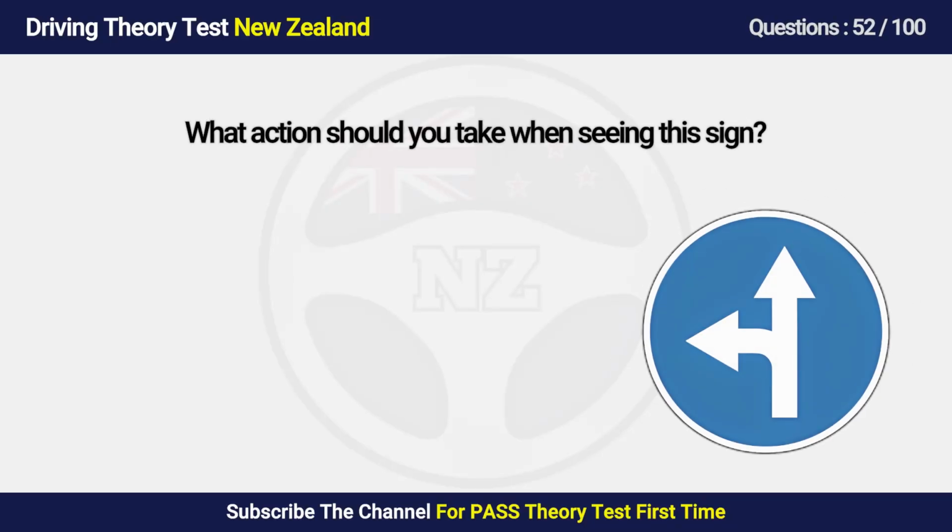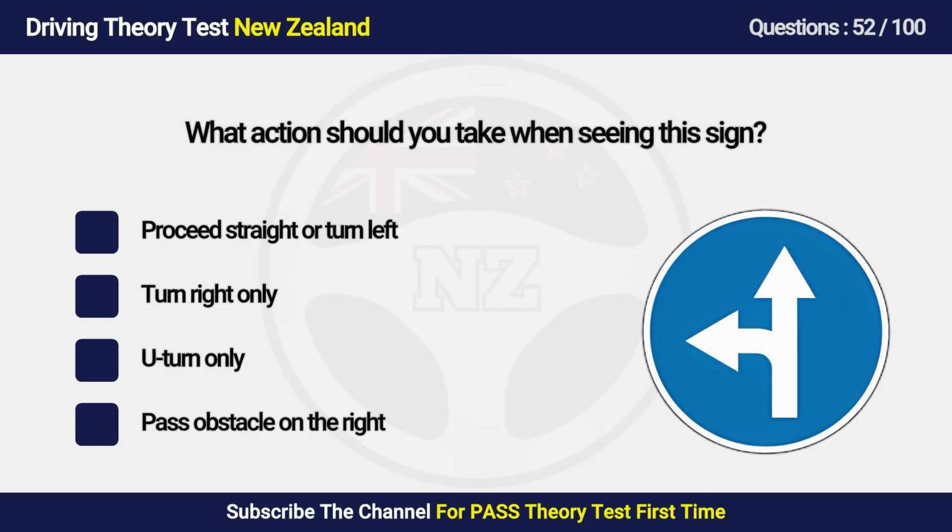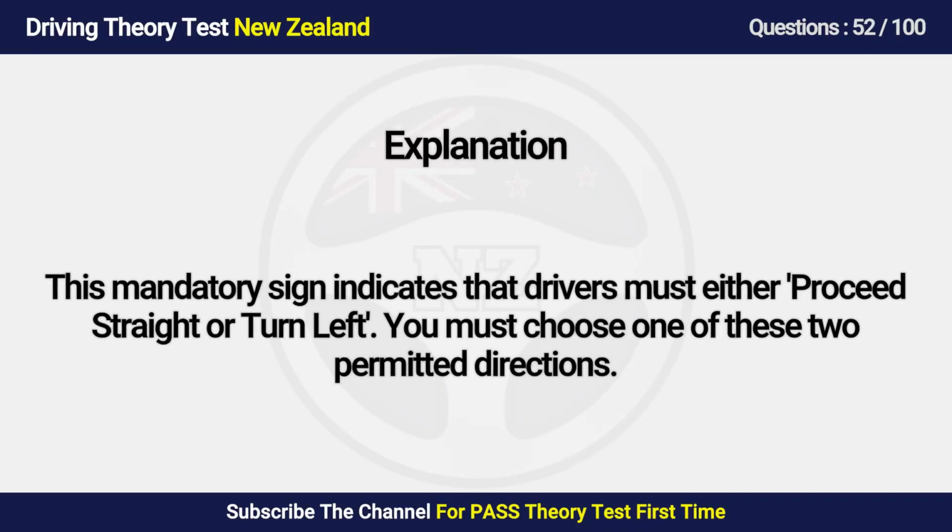Question 52. What action should you take when seeing this sign? A. Proceed straight or turn left. B. Turn right only. C. U-turn only. D. Pass obstacle on the right. Answer is A. Proceed straight or turn left. This mandatory sign indicates that drivers must either proceed straight or turn left. You must choose one of these two permitted directions.